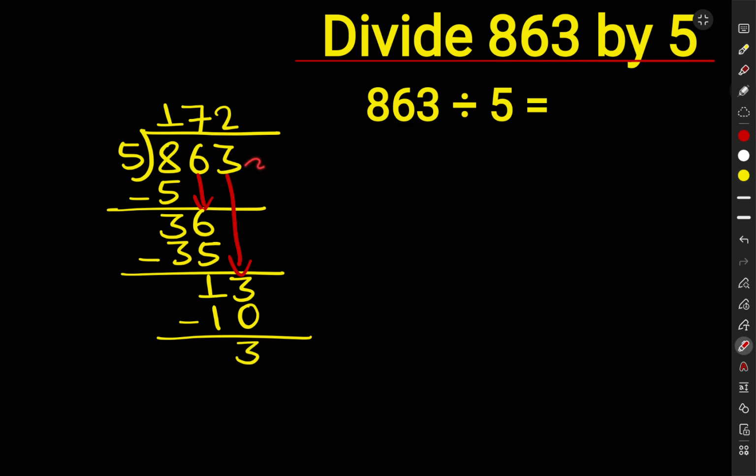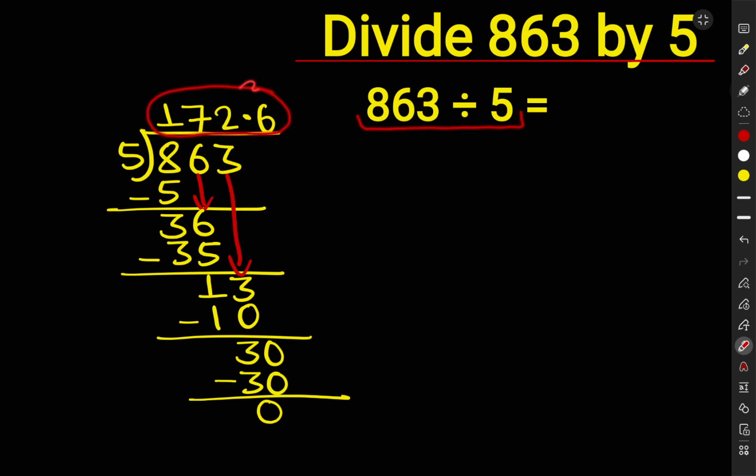So now we have no other number to put down. So we put a decimal here so that we can put 0. So it is 30 and 5 times 6 is 30. On subtracting we get 0. So 863 divided by 5 is 172.6.